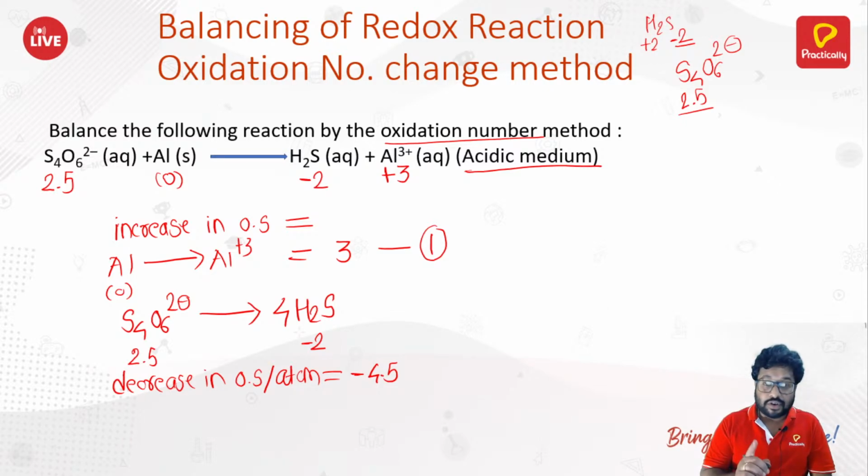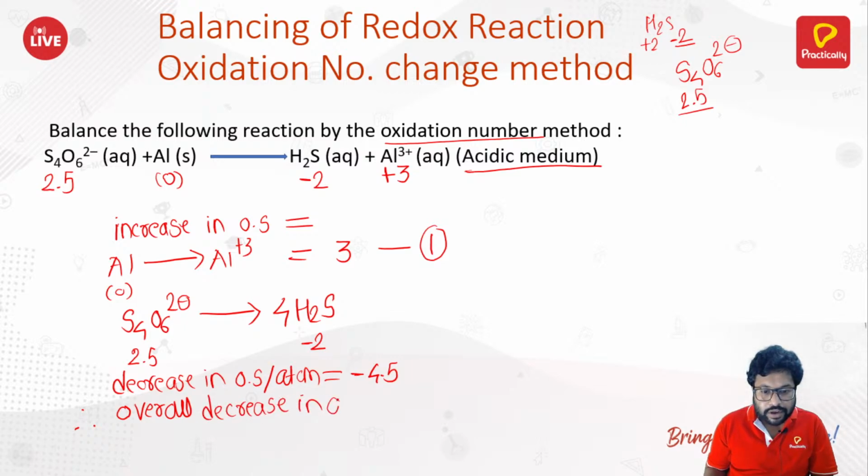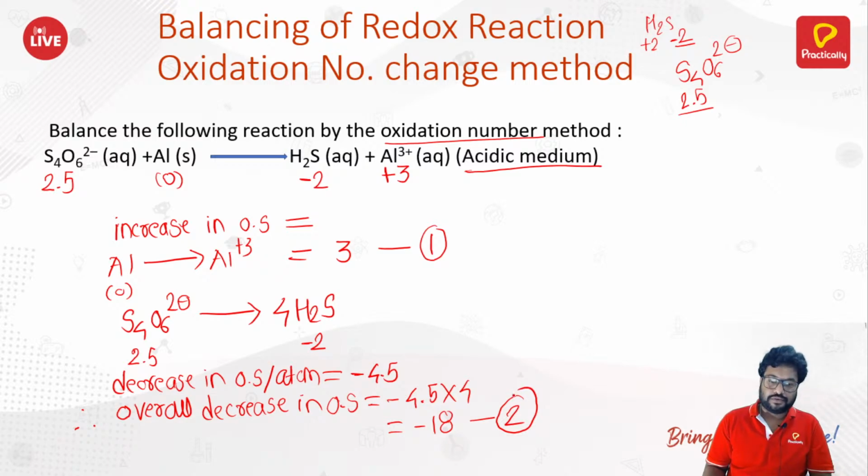But we got 4 sulfur atoms, right? And therefore, overall decrease in OS is equal to -4.5 into 4. That is equal to -18. That is your equation number 2. So you can see here, increase in OS is equal to 3. That is what is giving you equation number 1. And decrease in OS is minus 18. That is in equation number 2.